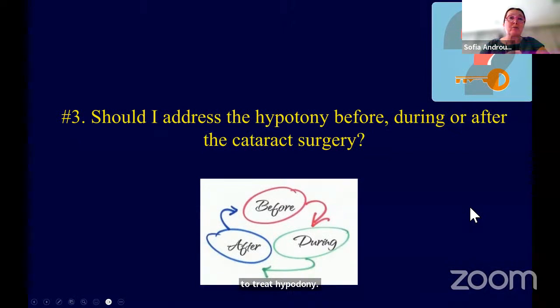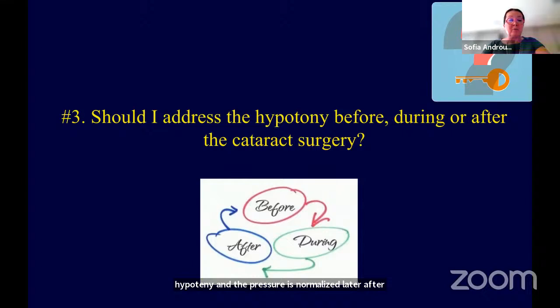And another question, should I address the hypotony before, during, or after the cataract surgery? So in a case of severe hypotony, it's better to address the hypotony beforehand to ensure the accuracy of intraocular lens calculation and maximize surgical safety. We know that the axial length of the eye can increase when the intraocular pressure increases. That means if you measure the axial length for a biometric calculation before addressing the hypotony and the pressure is normalized later after cataract surgery, then you will have a myopic surprise.